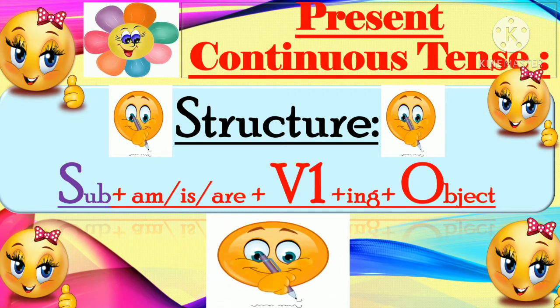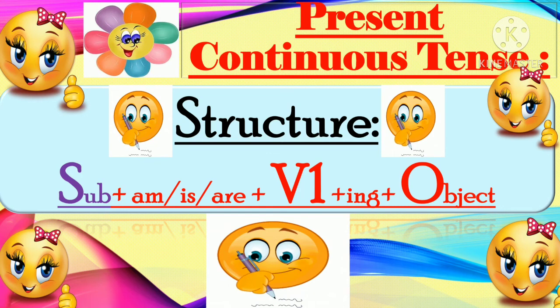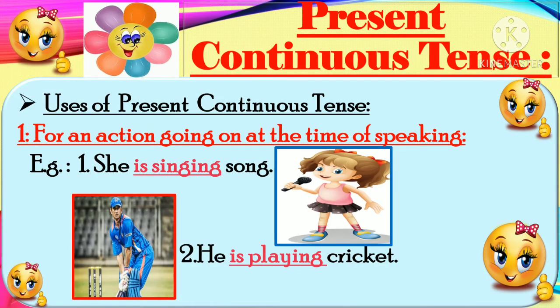Okay, now let us go to is. Is is a helping verb that is used when the subject is singular. Now let us see are. Are is a helping verb that is used when the subject is plural. Okay, what is the structure, children? Just remember the structure here. Subject plus am or is or are plus V1 plus ing form plus object. So children, you got an idea about the structure of present continuous tense.